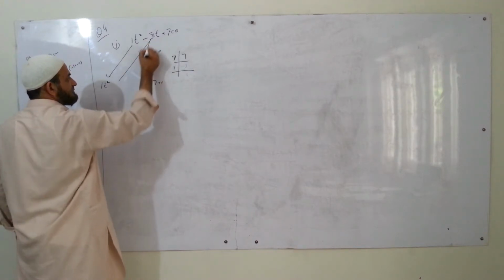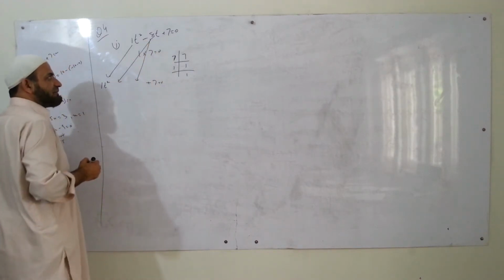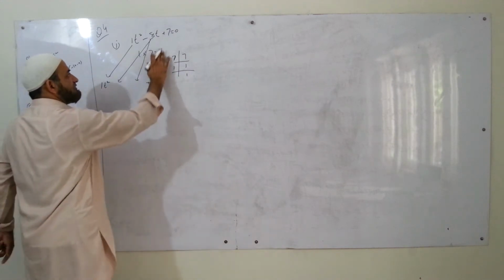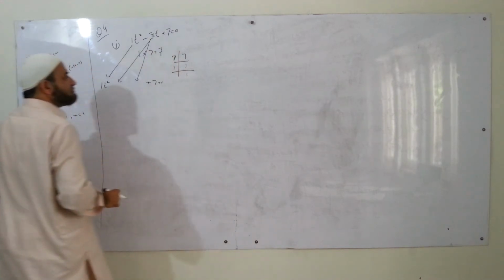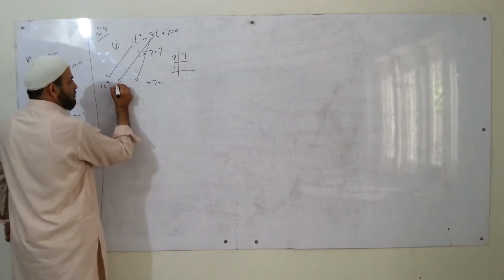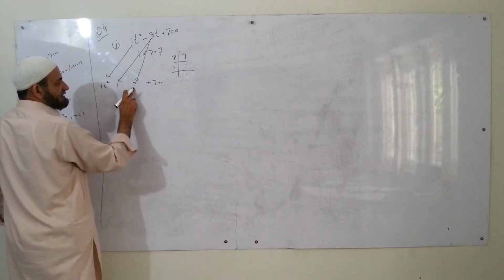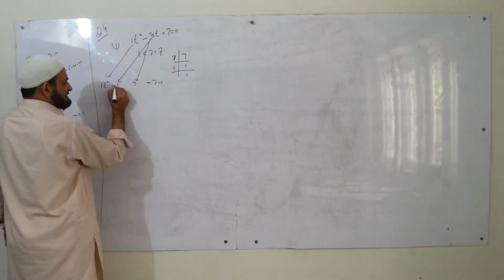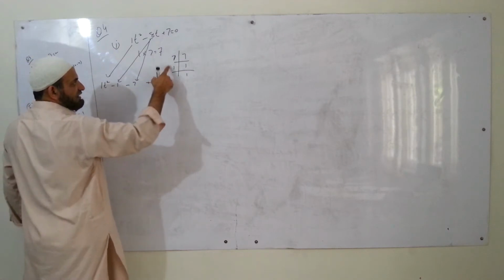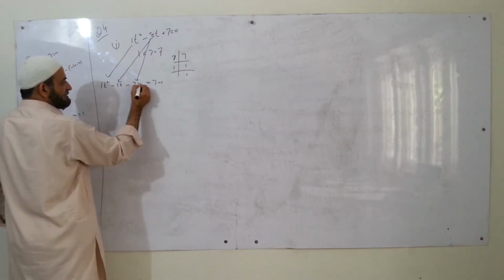We split the middle term into two numbers which, when multiplied, give 7 and, when added, give minus 8. We have 1 and 7. Both are smaller than 8, and both have the same sign. With 1 and 7 there is t.